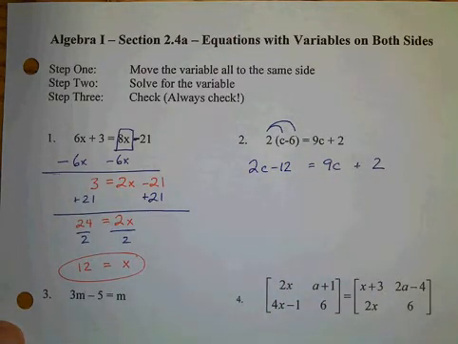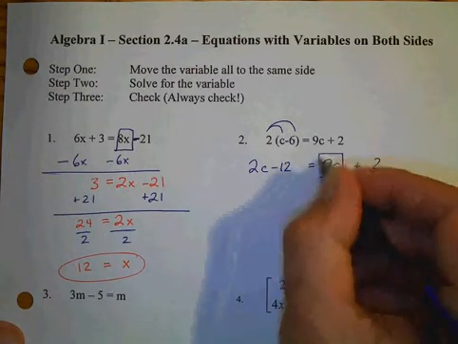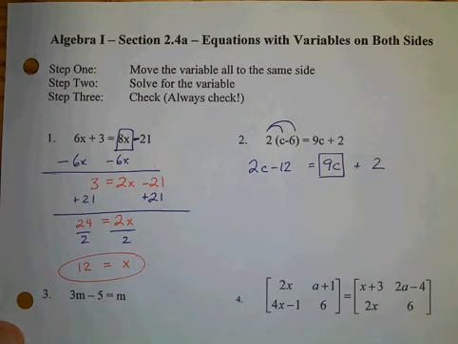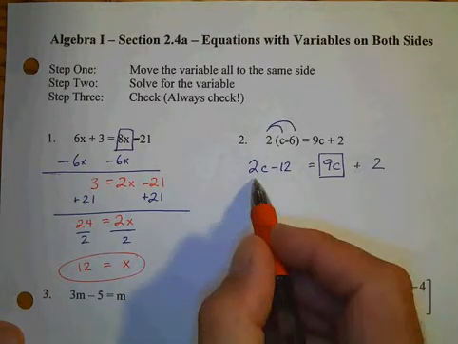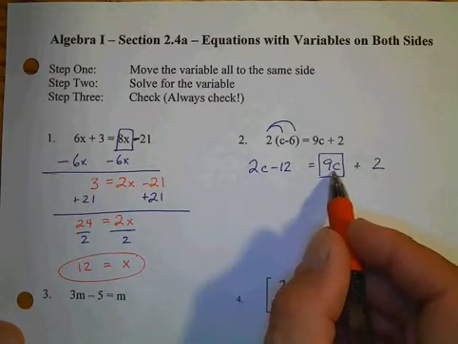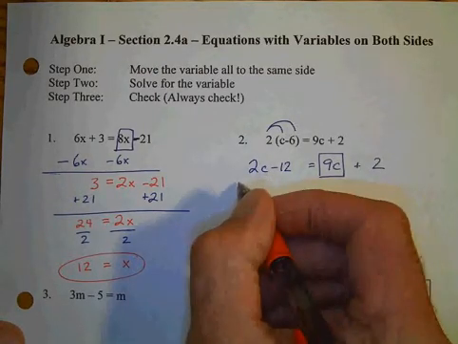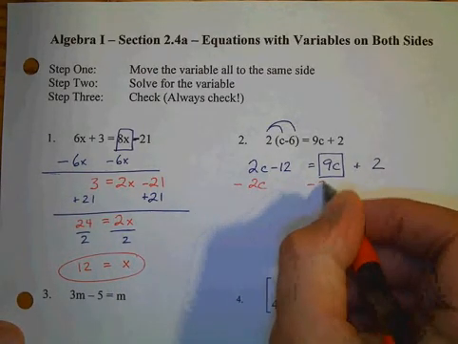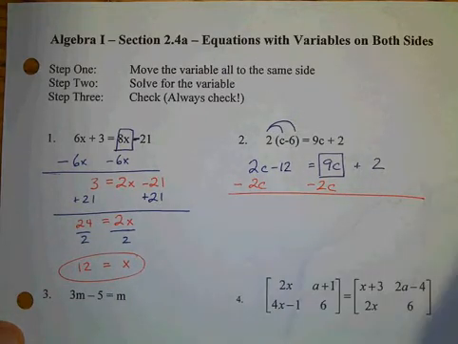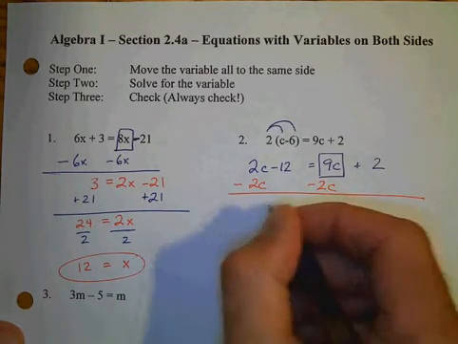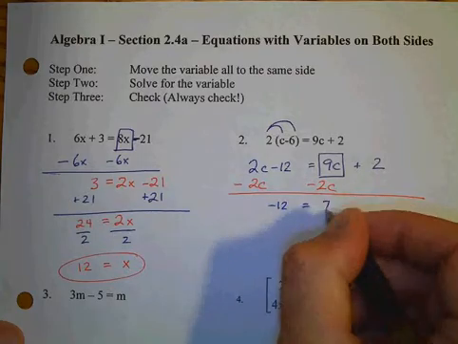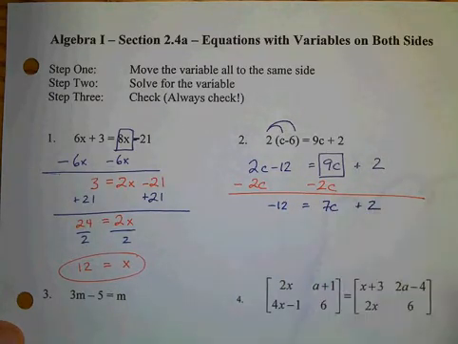Now we're in the same situation as we were on the first problem. I'm going to circle or box the 9c because it's the larger variable. And then I want to say, how do I move the 2c over to the right side? Well, if something changes sides, it has to change signs. So I'm going to subtract a 2c from both sides. That's going to leave me minus 12 equals 7c plus 2.